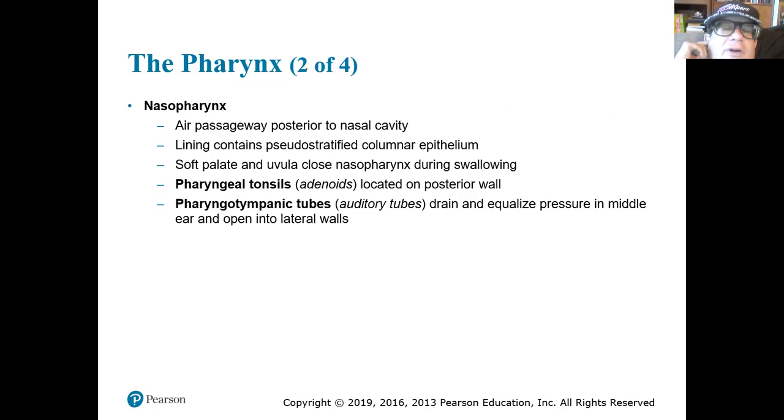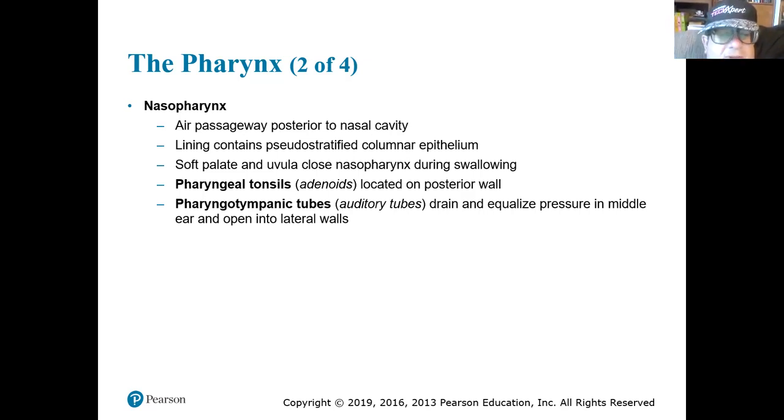So the nasopharynx has air going through it. It is lined in pseudostratified columnar epithelium. Great. The soft palate and the uvula will close the nasopharynx. They'll come upwards when you're swallowing and block the passage, prevent things from going up into your nose. You don't want half chewed up spaghetti going up your nose.